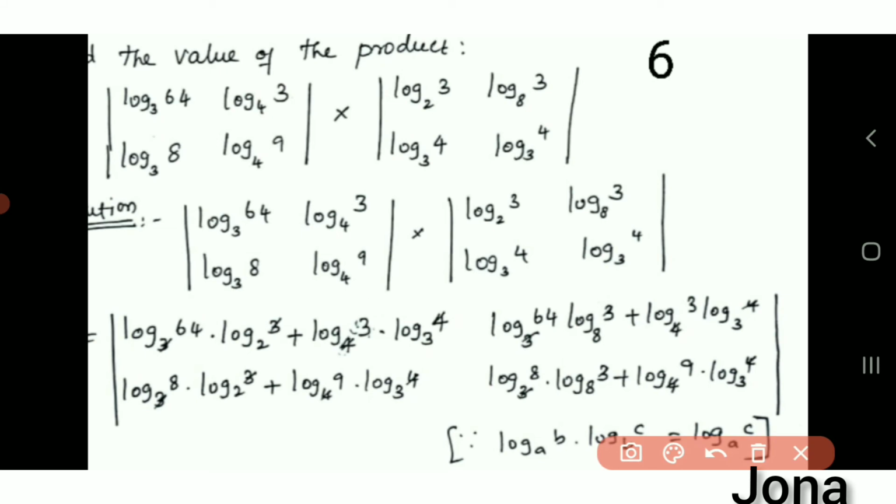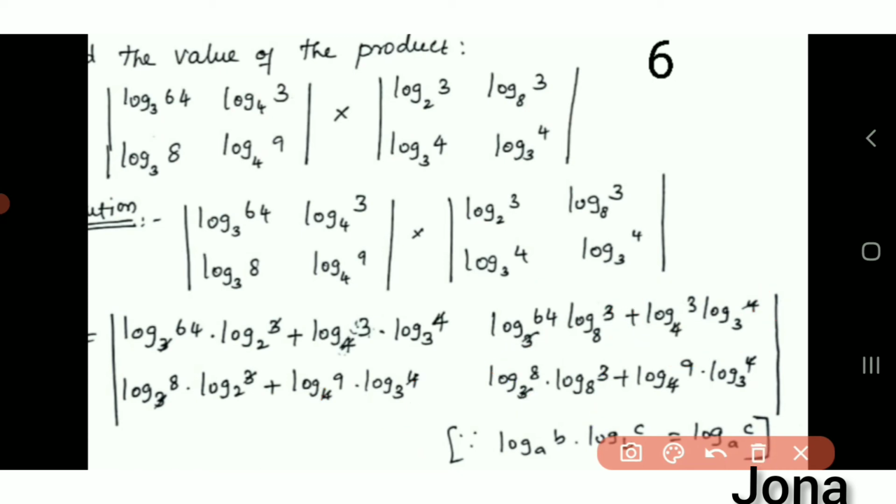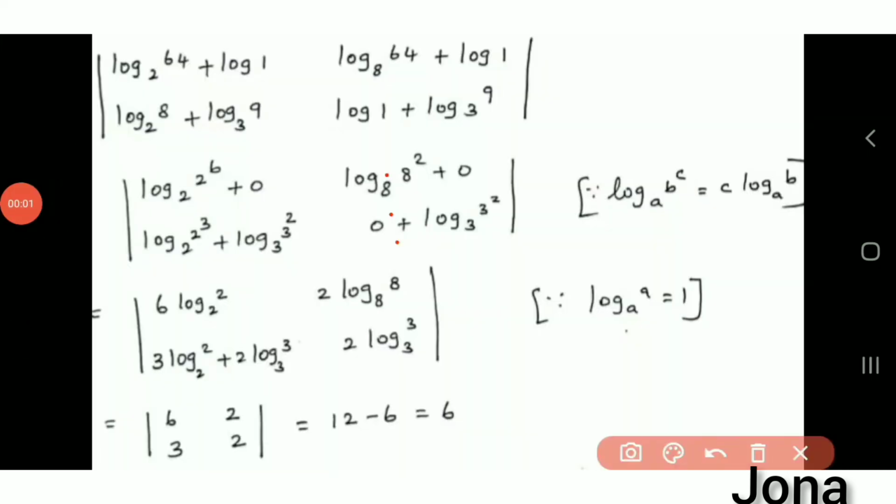Then here 4 and 4 will go off, so log 3 base 3. And as usual here 4 and 4 go off, so log 3 base 3, and the value will be 1. Here 3 and 3 cancel, and here also 3 and 3 go off. So log 64 base 8, here log 8 base 8, and here log 9, 4 and 4 go off, log 9 base 3.